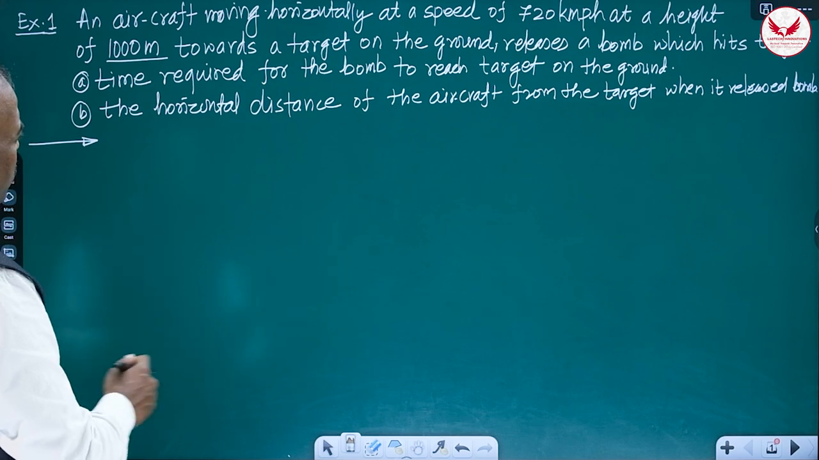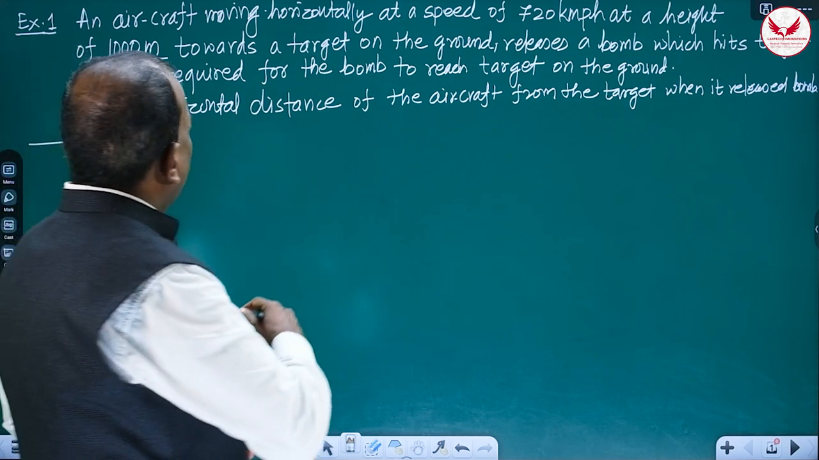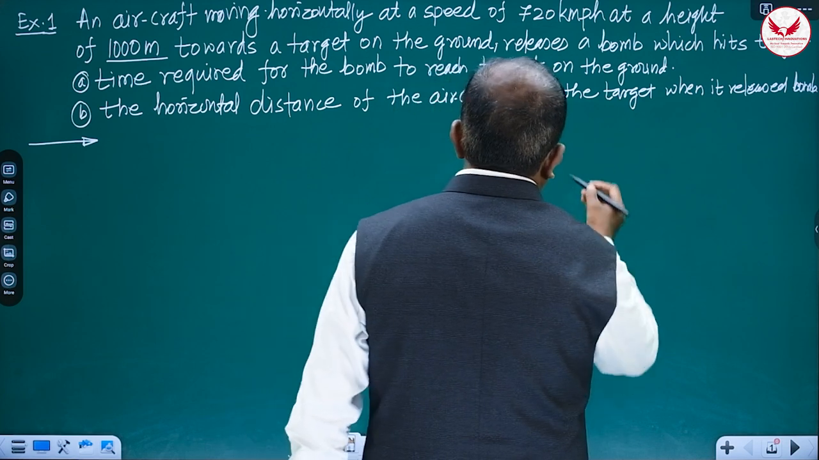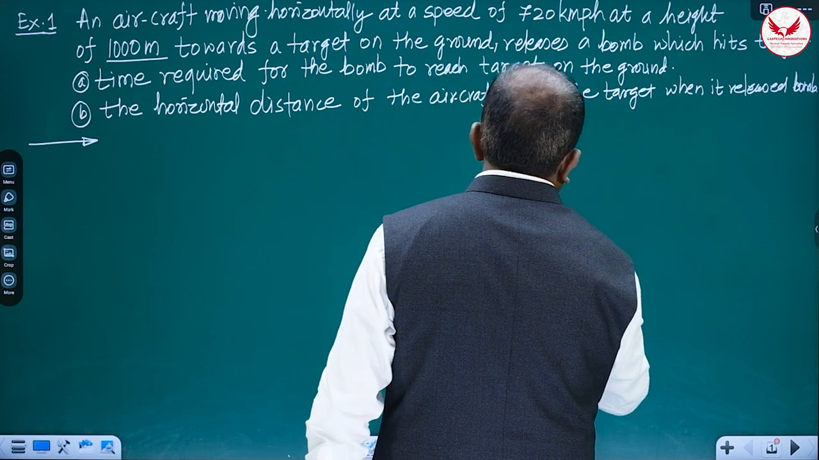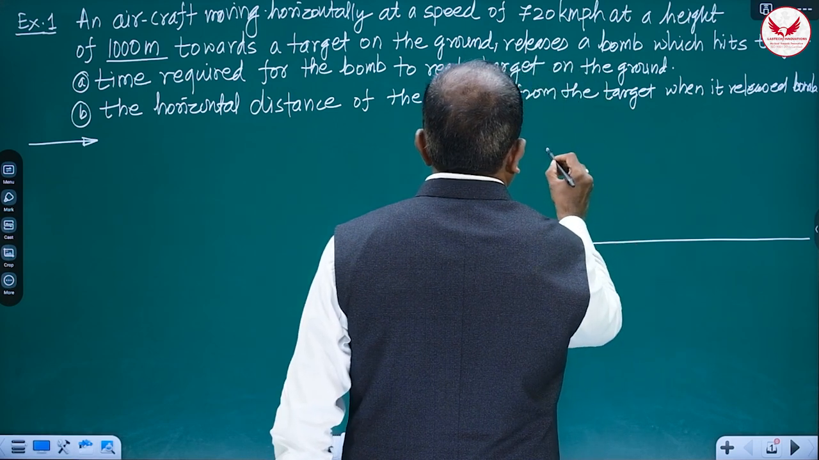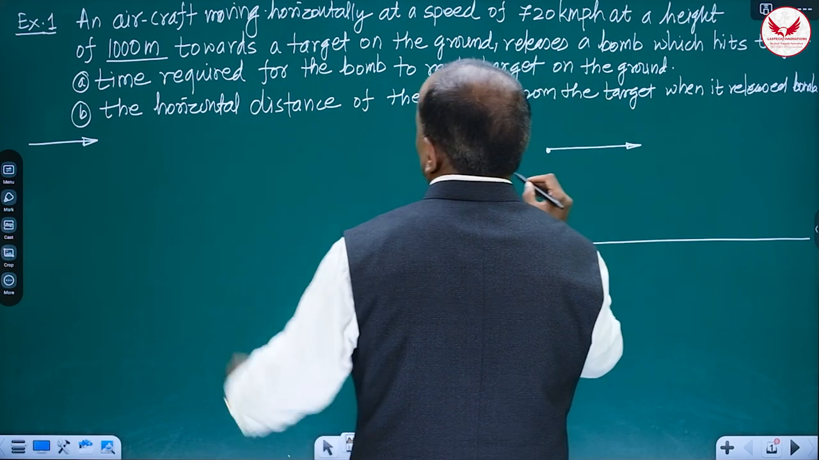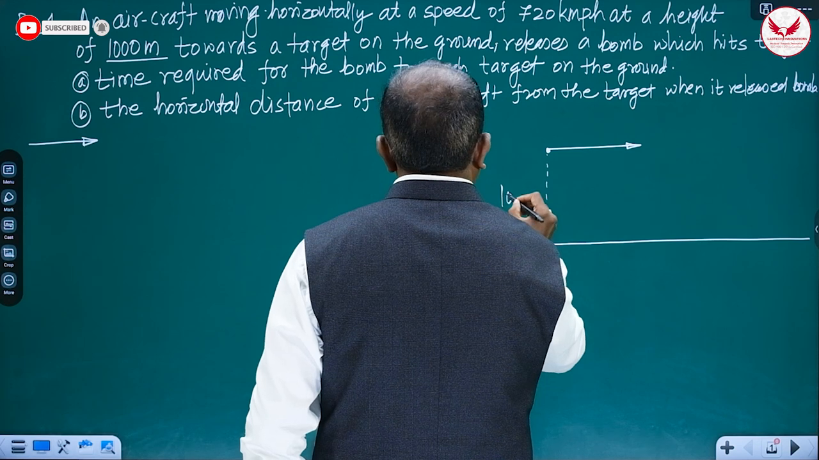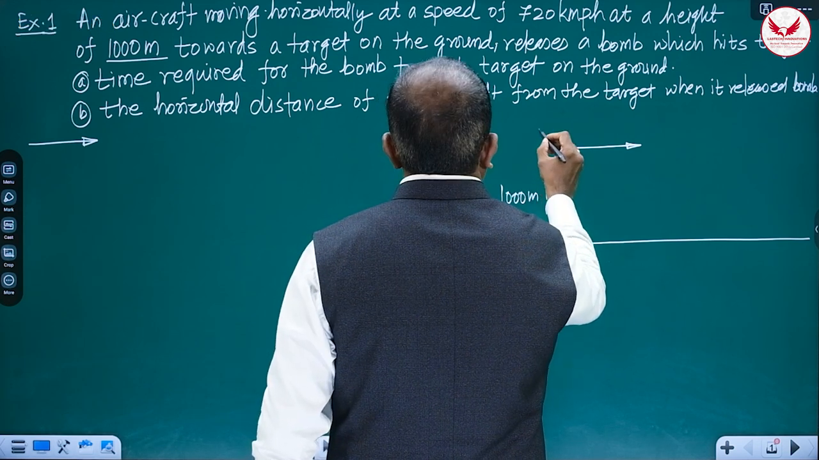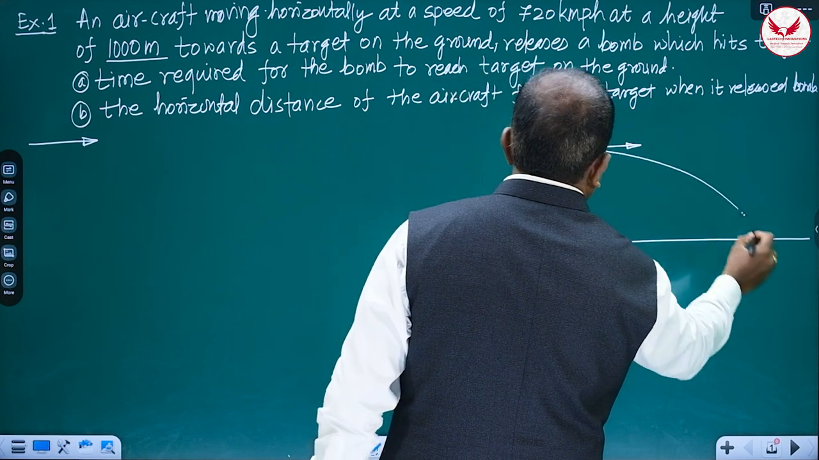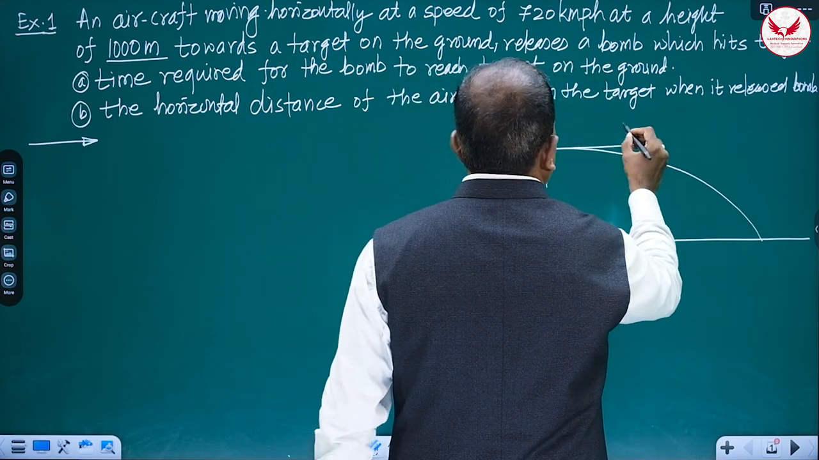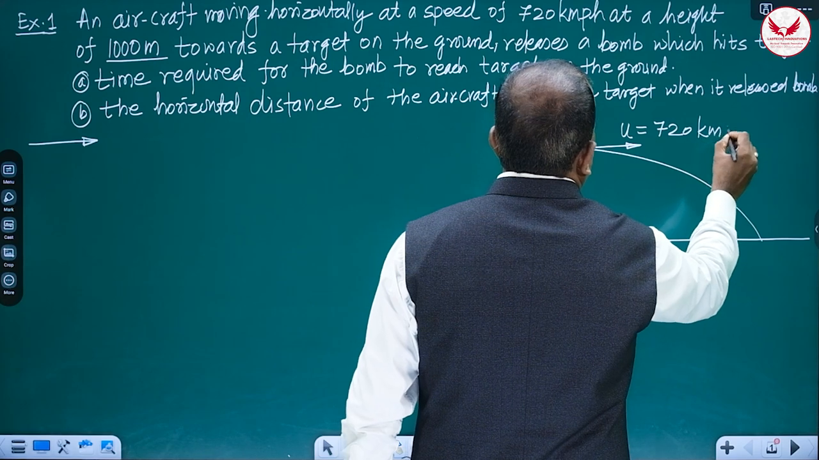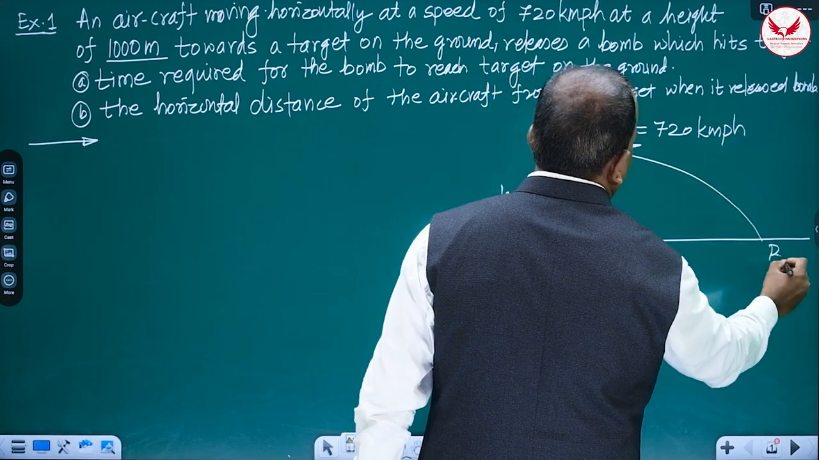So these two things we have to calculate. The aircraft is flying horizontally and if we drop a bomb from it, it will move with the same horizontal velocity. This is one of the best cases of horizontal projection. Horizontal projection always needs a certain height, and that height is mentioned. From this height of 1000 meters, it is projected horizontally and it will hit the target. The initial velocity of this bomb is the velocity of the aircraft, and it will hit the target at this place.